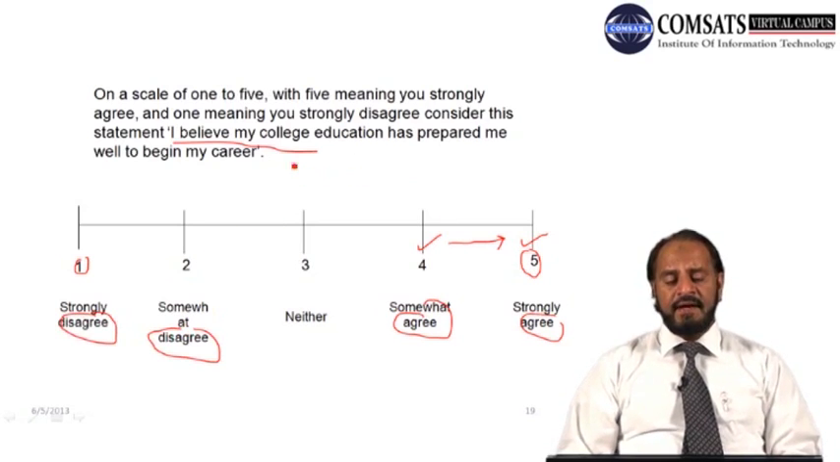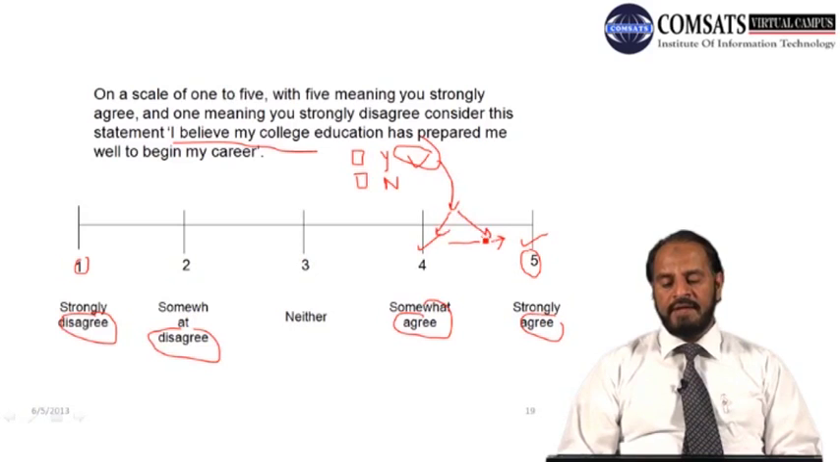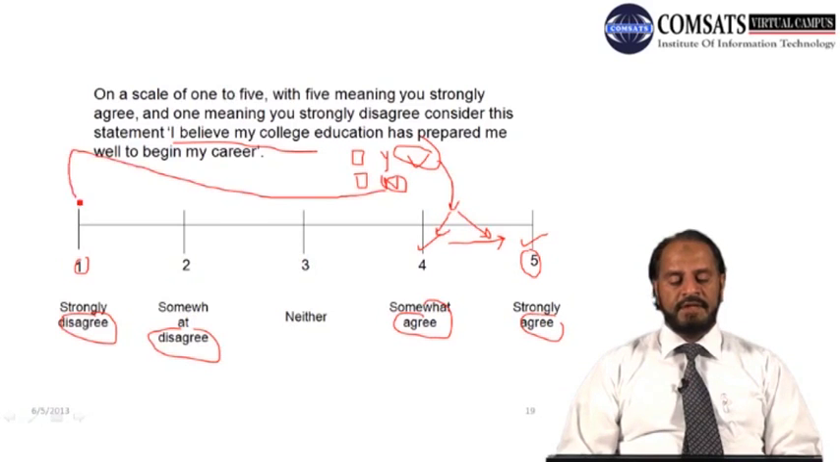If I would just have asked "I believe my education has prepared me well to begin my career" with two options, yes and no, you're just saying yes, but how much you agree, we don't know. Are you somewhat agreeing or strongly agreeing? If you say no, in the nominal scale this information is not there, whereas with an interval scale you can know that you strongly disagree or somewhat disagree. So you see the sensitivity of the scale.